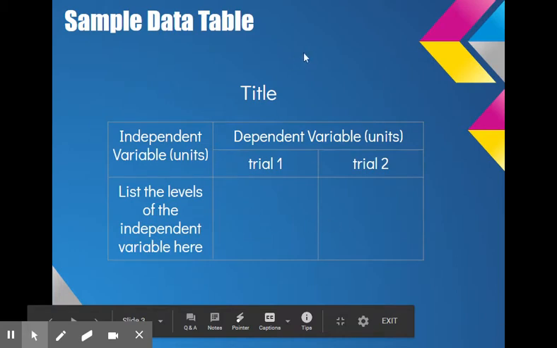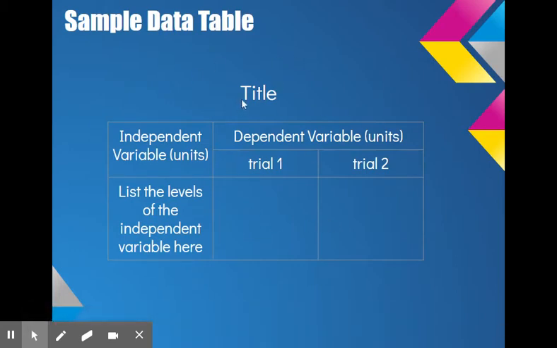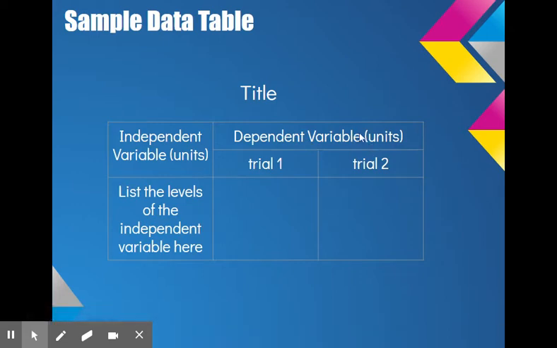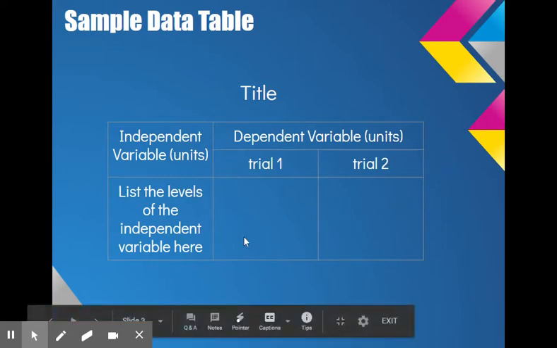So if you look at this one, this is a sample of what it should look like. You have the title, you have the independent variable here. You're listing different levels, like if you tested it at 5 minutes, 10 minutes, 20 minutes, whatever it goes here. This would be the dependent variable, whatever that may be. And then it's trial 1, trial 2, and then you may have additional trials or an average column that you would put here.